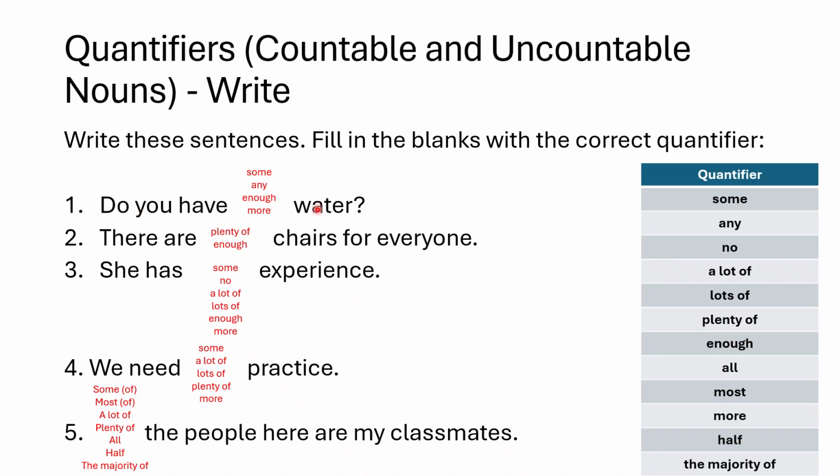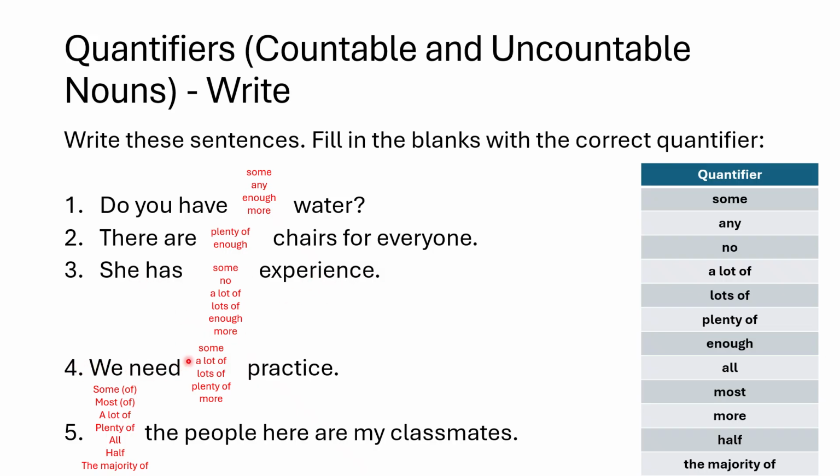Number 1. Do you have some water? Do you have any water? Do you have enough water? Do you have more water? 2. There are plenty of chairs for everyone. There are enough chairs for everyone. 3. She has some experience. She has no experience. She has a lot of experience. She has lots of experience. She has enough experience. She has more experience.